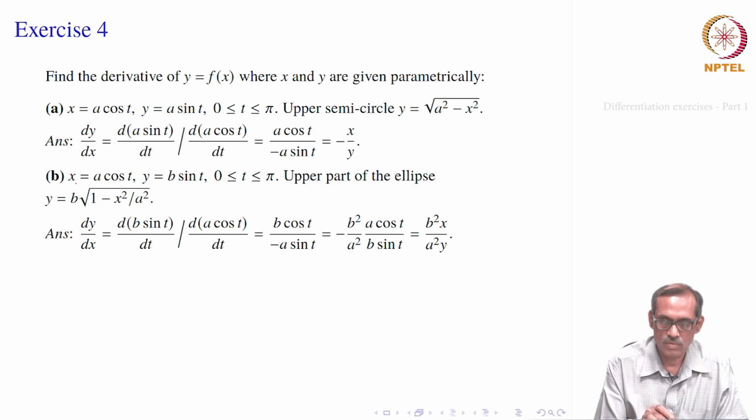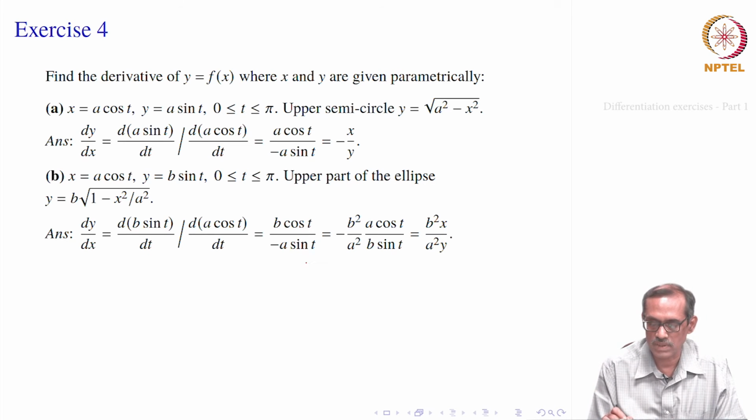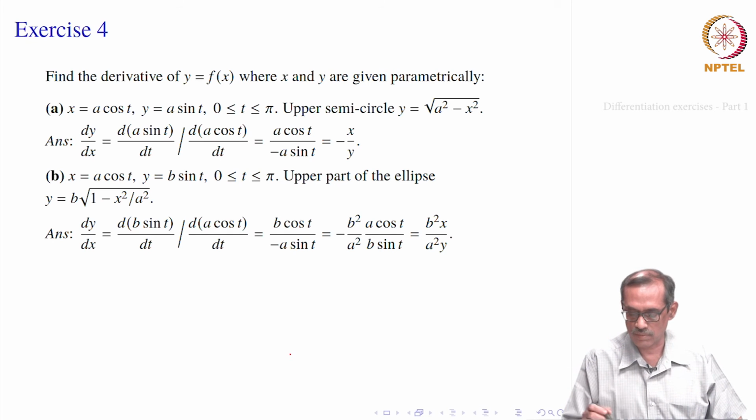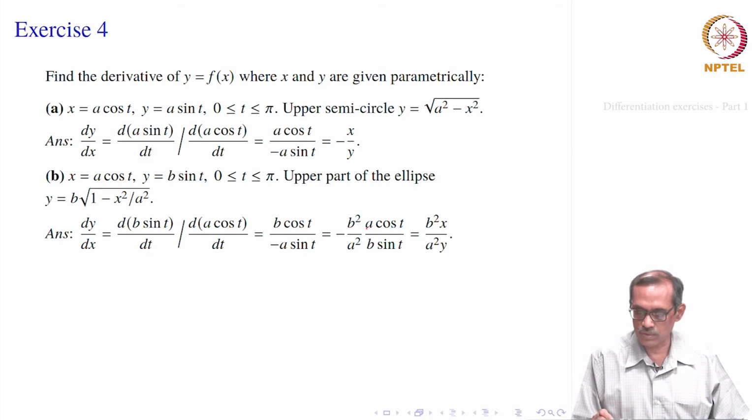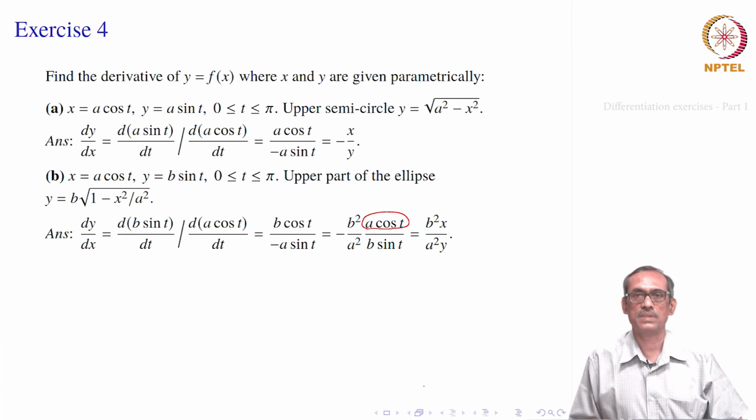But we have x equal to a cosine t, y equal to b sin t. So, we need to express in that form. So, you multiply 1 by b by a, that gives b square by a square into a divided by b. So, one b cancels here, one a cancels here as earlier, minus sign remains, we have cos t by sin t. So, now a cosine t gives you x and b sin t gives you y. So, our answer is b square x divided by a square y.